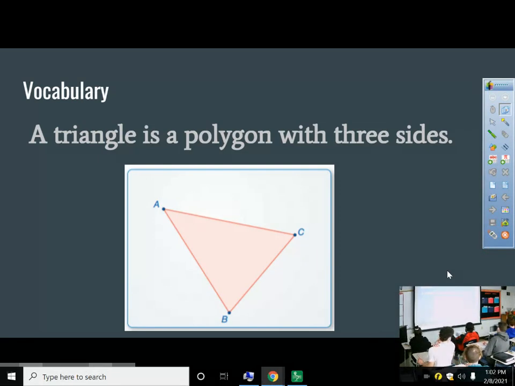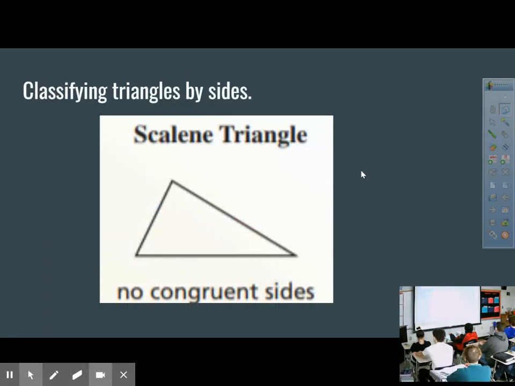What exactly is a triangle? Well, it's a polygon that has 3 sides as well as 3 angles. Now let's talk about the different types of triangles. The first one is a scalene triangle. Under definitions for a scalene triangle, you need to write no congruent sides. No congruent sides means that no sides are the same length. All 3 sides are different lengths.